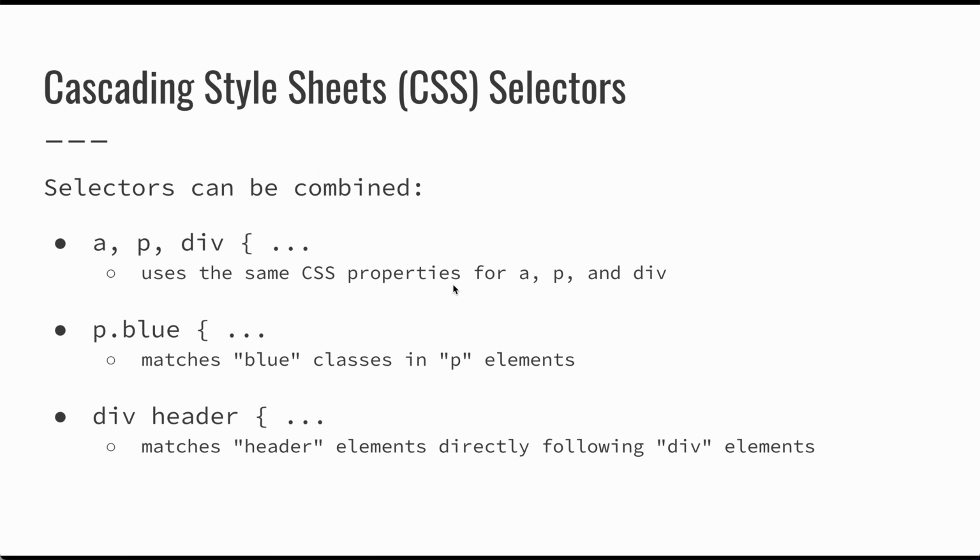So selectors can be combined, like if you have a, p, div, then all your anchor tags, all your paragraph tags, all your div tags would have those same CSS properties. If you had p.blue, then how that would actually work is any paragraph element that has class equals blue would then be applied. This particular CSS style would be applied. And then you can also identify this parent-child relationship. So if you had a header element that was enclosed within a div element, this would apply. So if we were to write a div element into our HTML, and then inside of that div element there was a header element, then this would be matched and those CSS styles would apply to that.